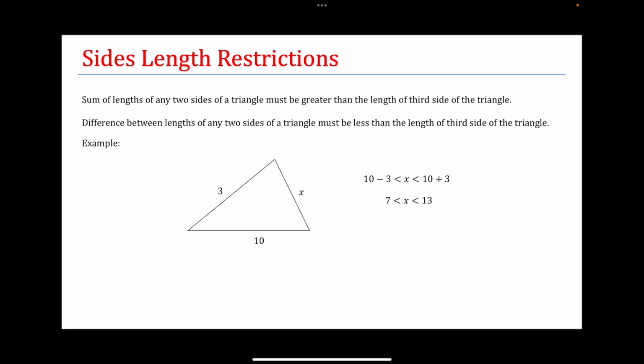So in the example, the two sides of a triangle are 10 and 3 units. The third side x must be between the difference and the sum of the two given sides. The difference is 10 minus 3, which is 7, and the sum is 10 plus 3, which is 13. The length of the third side must be between 7 units and 13 units. So that is a condition for the length of the sides to form a triangle.